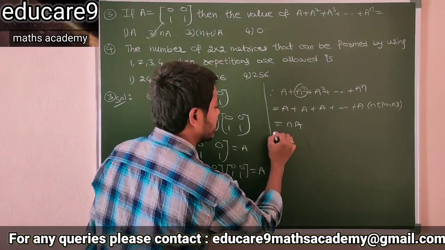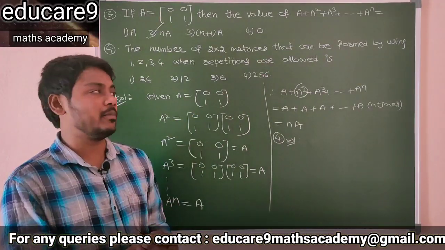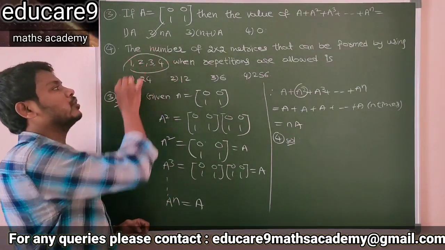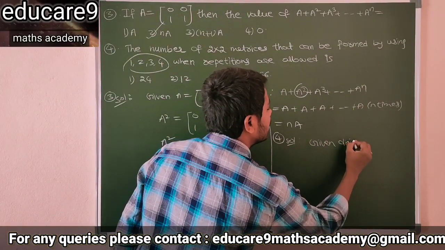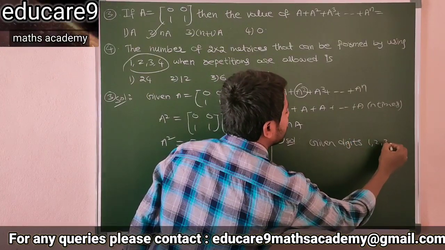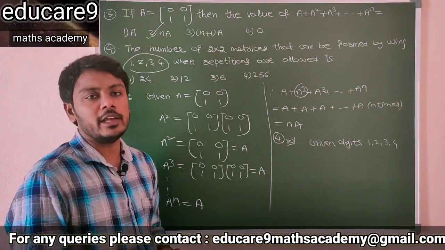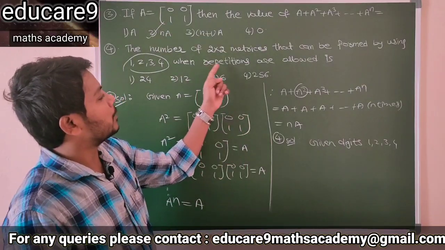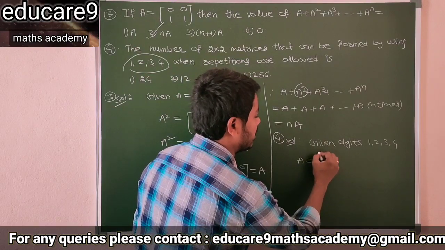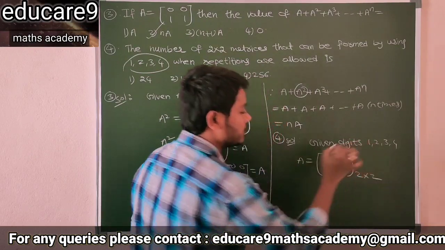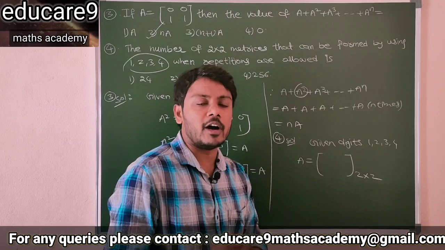Next is the fourth question. The number of 2 by 2 matrices that can be formed by using the digits 1, 2, 3, 4. See here, given digits 1, 2, 3, 4. So using these digits we can form 2 by 2 matrices. Here repetition is allowed. See here, for example, matrix A, this is a 2 by 2 matrix. Now using these 4 digits we can form 2 by 2 matrices.